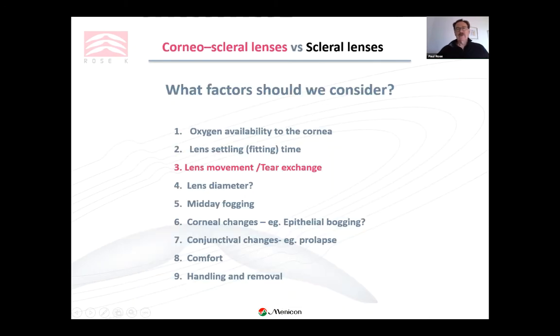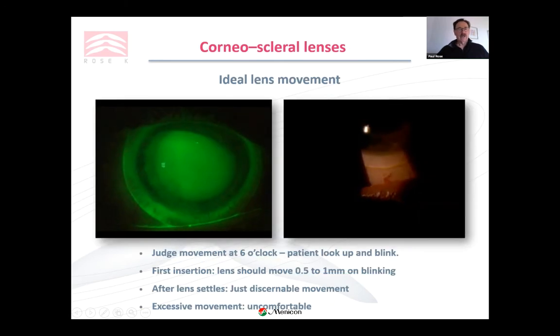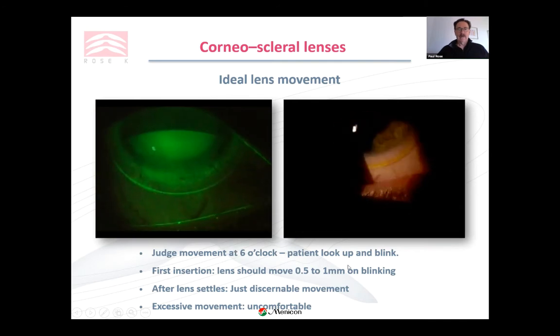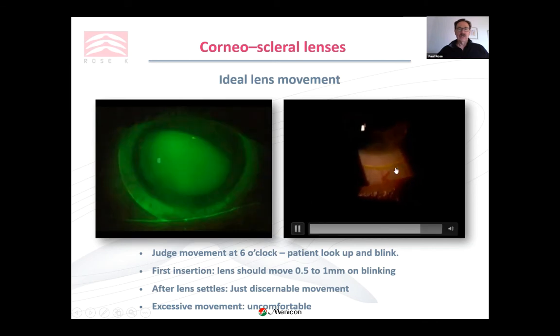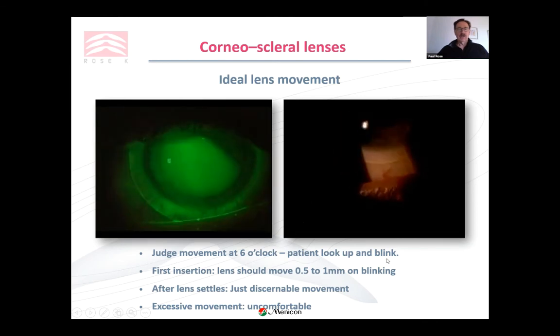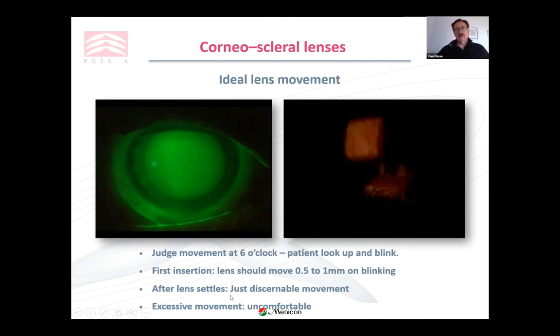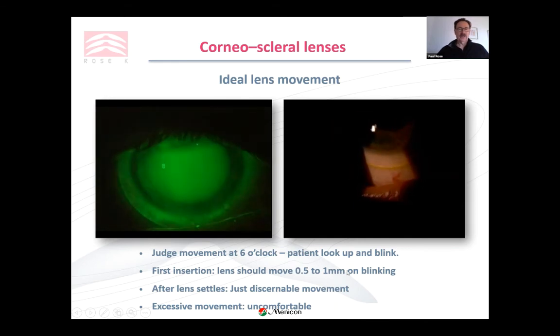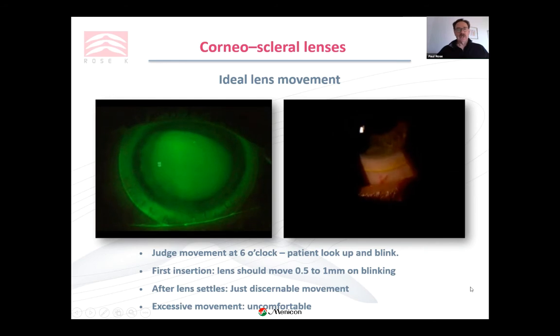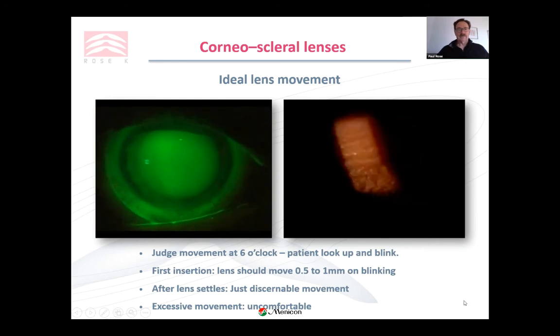What about lens movement and tear exchange? So we don't normally talk about tear exchange or lens movement with semi-sclerals, but with XL we do. And when it's fitted correctly, I like to see about a 0.5 millimeter, 1 millimeter on blinking, as you see here, when the lens first goes in. As the lens settles, that becomes just discernible. So you just see movement, but you should still see tear exchange quite easily.